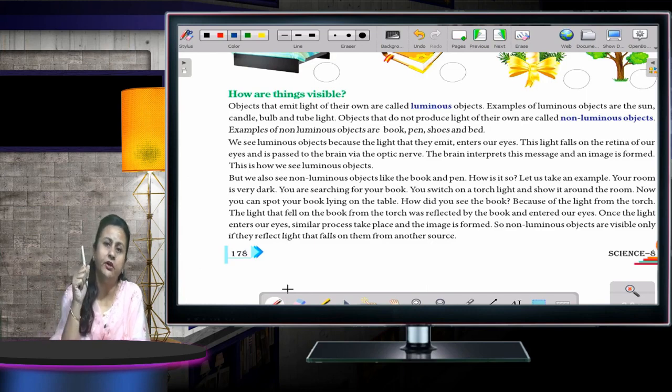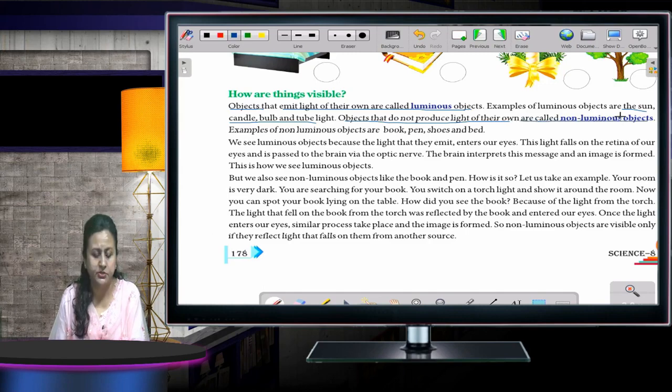The pen which I am holding in my hand is not emitting its own light, so it is non-luminous. The book from which you are reading is also a non-luminous object because it is not emitting light. Objects that emit light of their own are called luminous objects. Examples are the sun, candle, bulb and tube light. And objects that do not produce light of their own are called non-luminous objects. Examples are book, pen, shoes and bed.